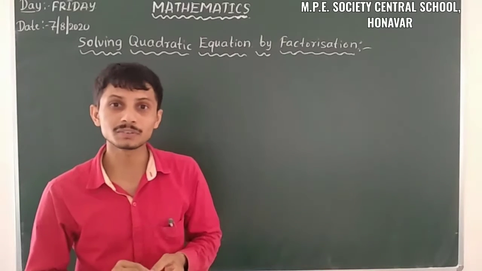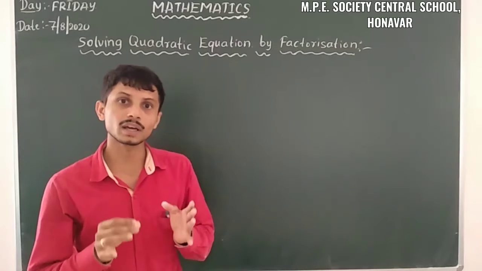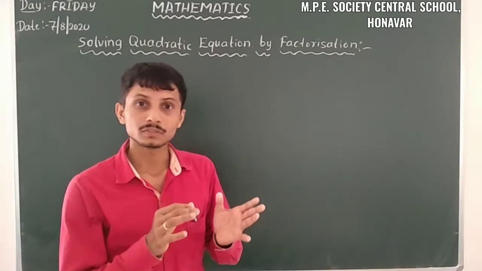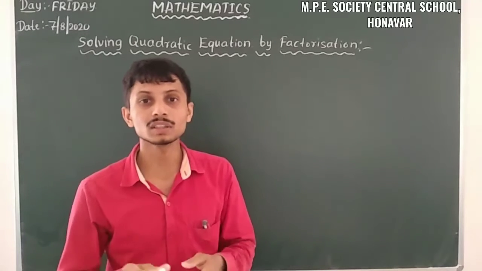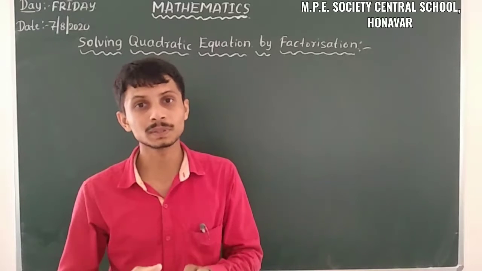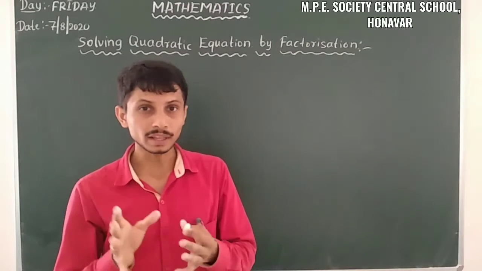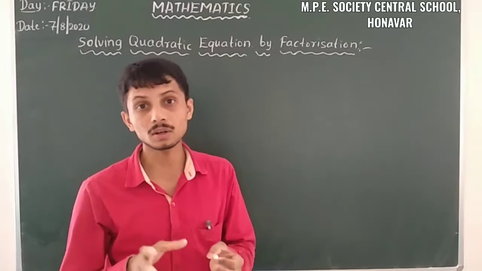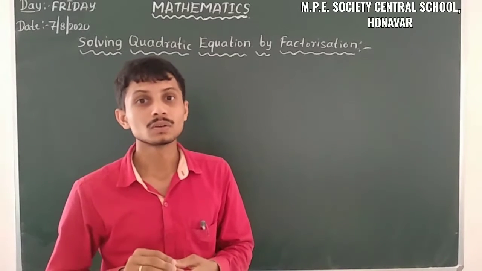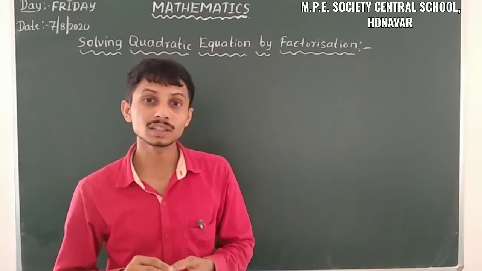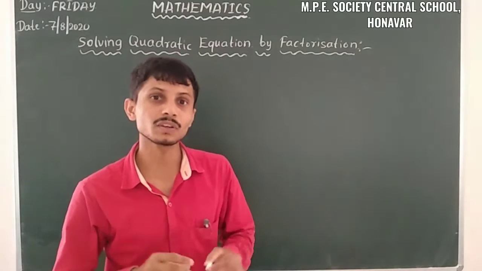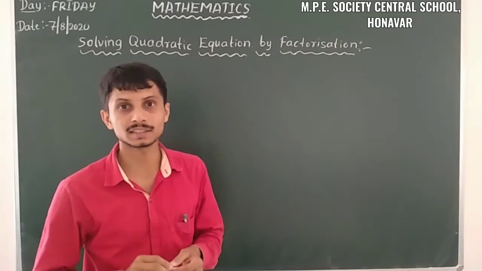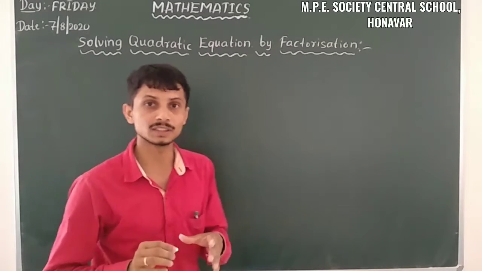So firstly we have to define this method, because we are aware of roots of the equation. When we take a quadratic equation in the form ax square plus bx plus c is equal to 0, the value of x for which the polynomial is 0 is the root of the equation, or we call it a solution of the equation. This is the very important part in solving quadratic equation by factorization. So firstly we go with the definition.